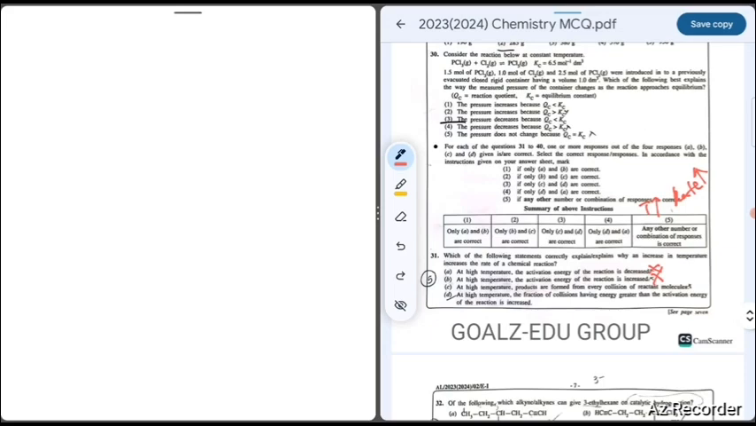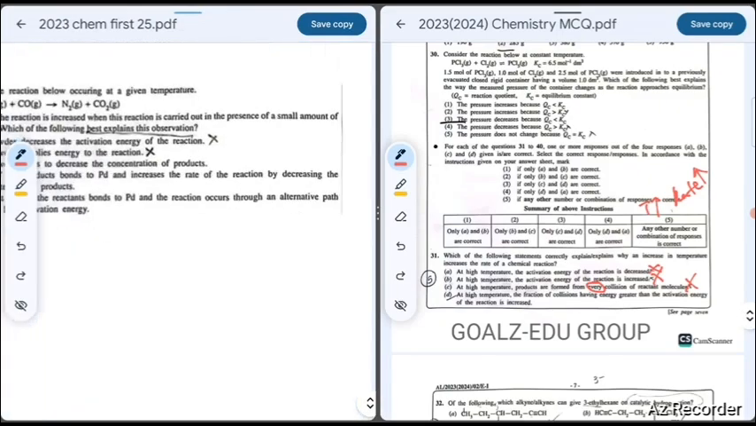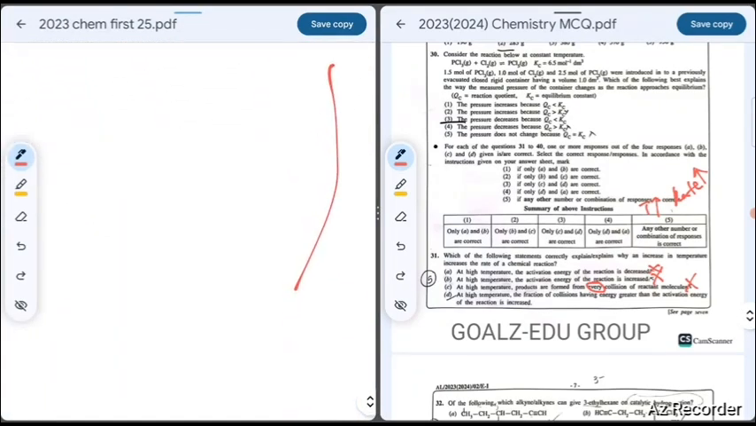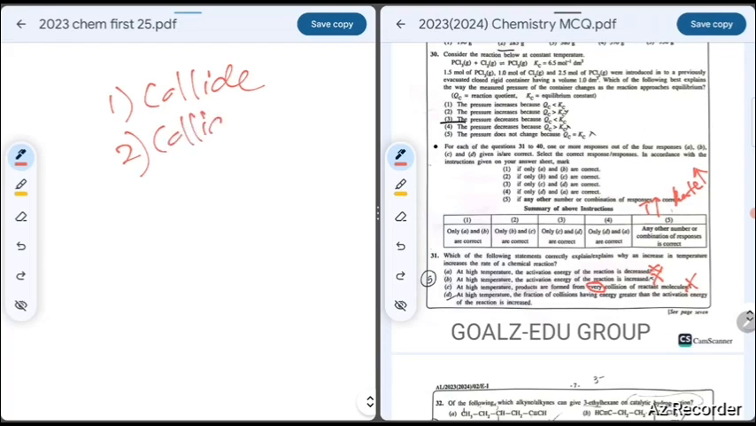At high temperature, products are formed from every collision of reactant molecules. Here they say every collision, which is wrong. We can't form products from every collision of the reactant molecules, because for a reaction to occur, there are some factors. First, the molecules should collide with each other. And next, they should collide with proper orientation.